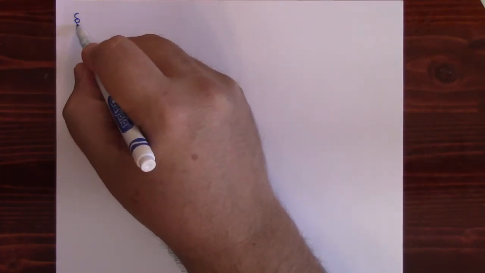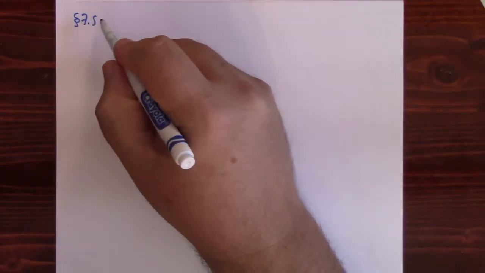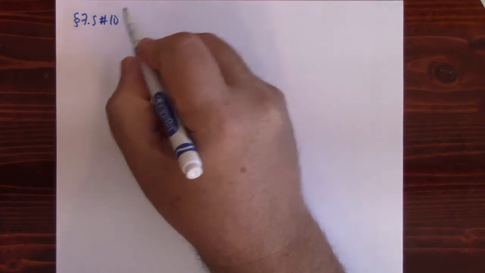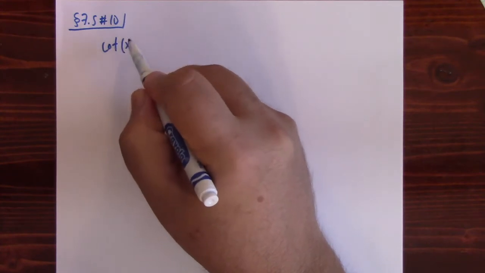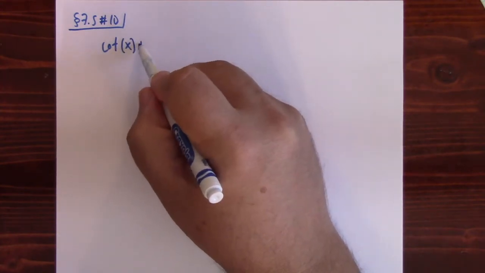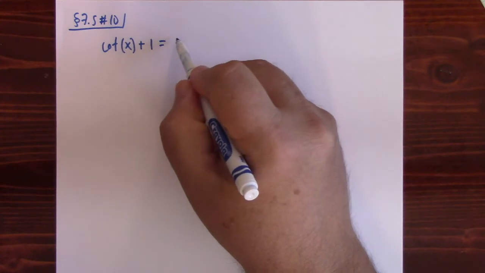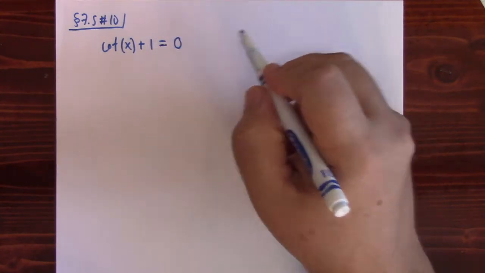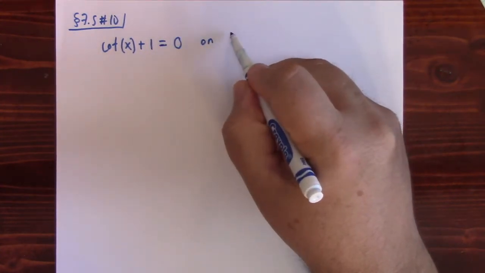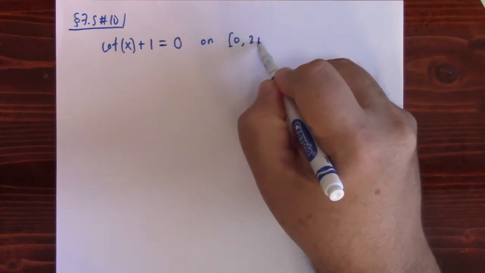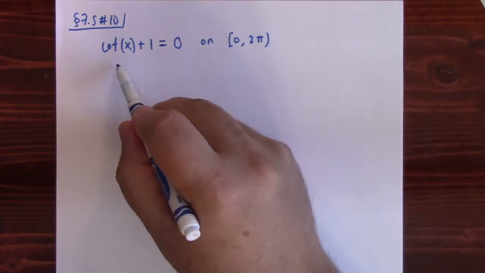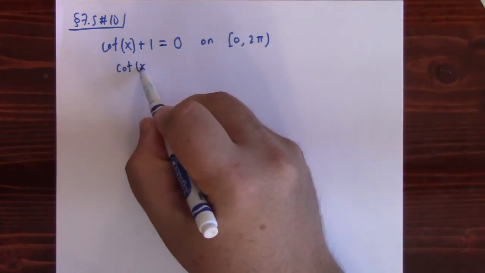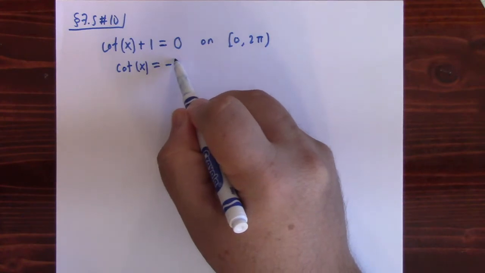All right, so here's the first one, section 7.5, number 10. I'm trying to solve cotangent of x plus 1 equal to 0 on 0 to 2 pi. So you know what I'm going to do? I'm going to change this to a tangent problem because I prefer tangent. So this is the same as cotangent x equals minus 1.